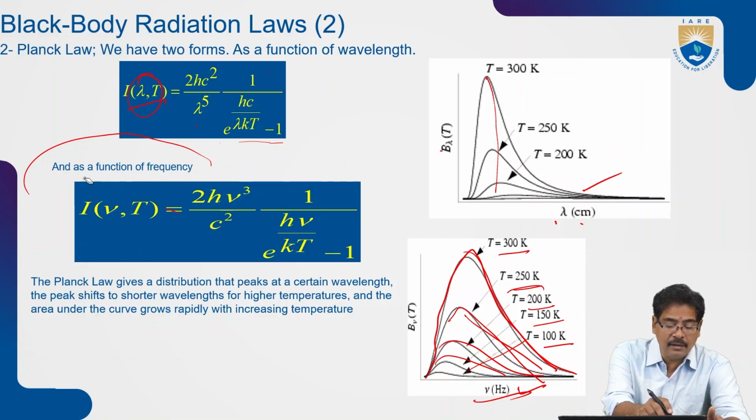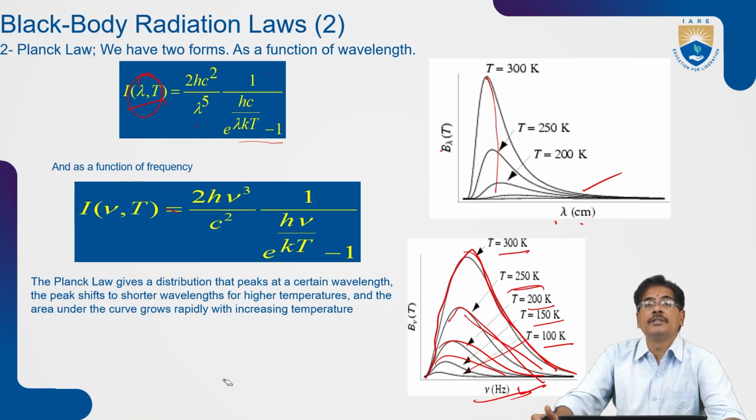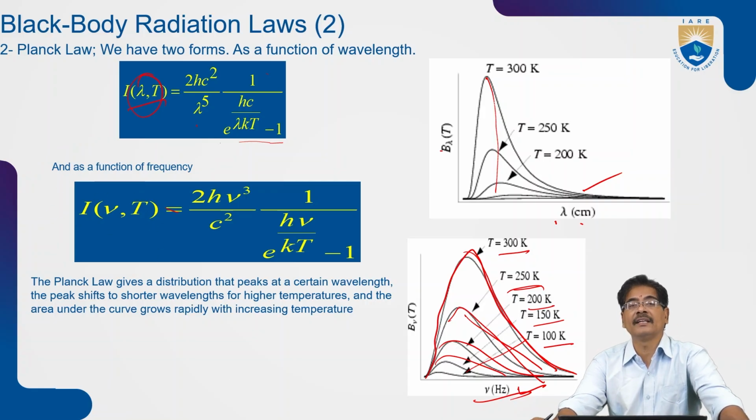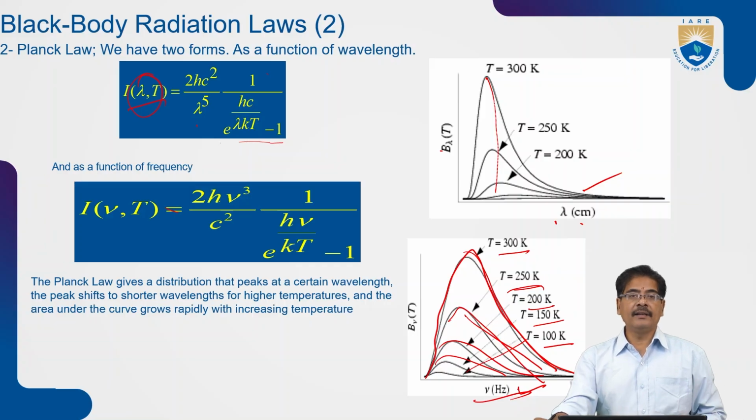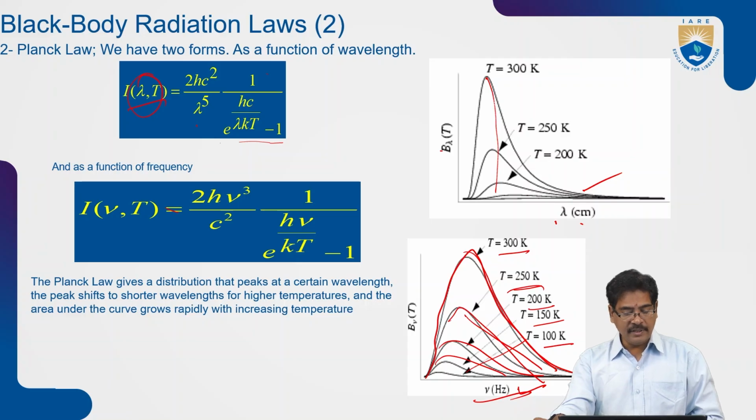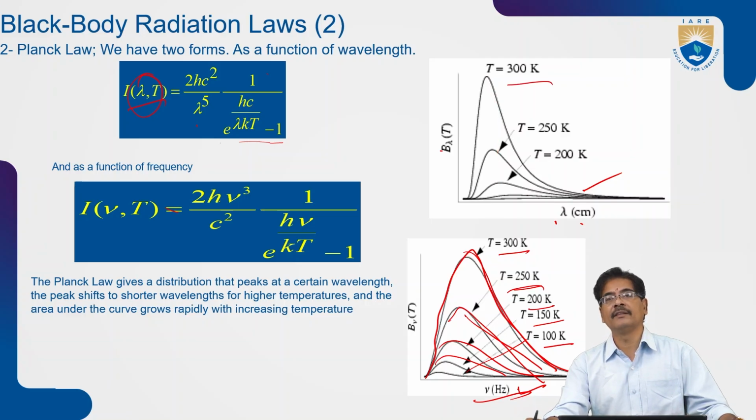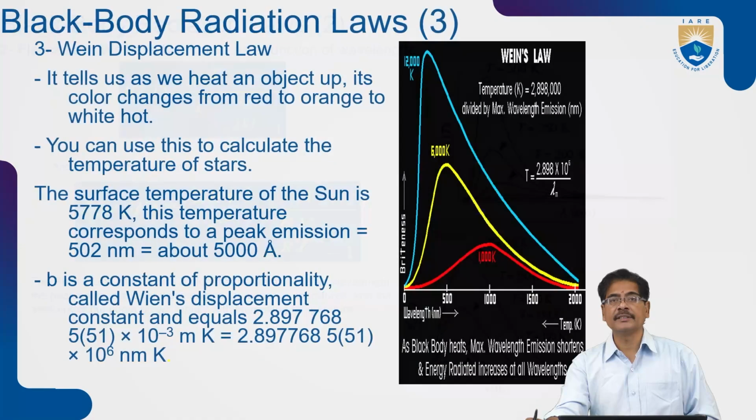So this Planck's law gives a distribution function that peaks at certain wavelengths. The peak shifts to shorter wavelengths for higher temperatures, and the area under the curve grows rapidly with increasing temperature, right? So if you increase the temperature, Planck's law gives a distribution that peaks at a certain wavelength. The peak shifts to shorter wavelengths for higher temperatures, and the area under the curve grows rapidly with increasing temperature.